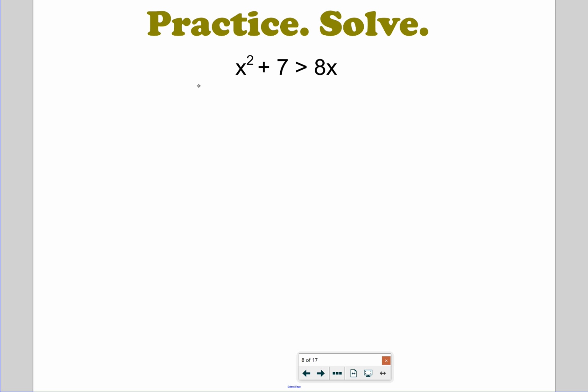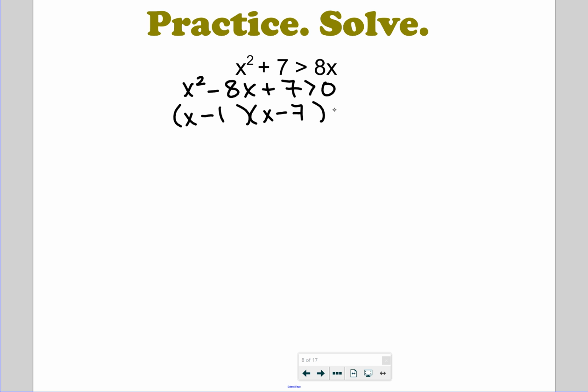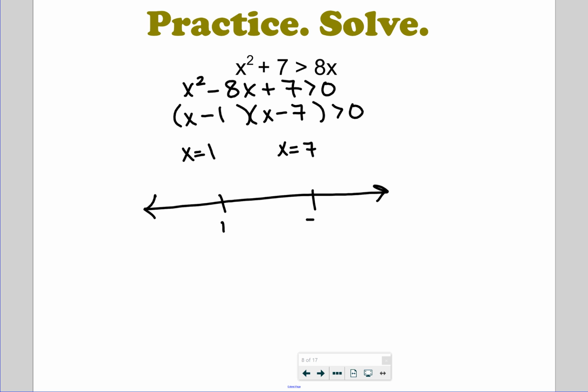All right, so you need to get this compared to 0 first. So I'm going to subtract 8x and put it in the middle to keep my terms in descending order. This one you should have factored pretty easily. Two numbers that multiply to 7 and add to negative 8 are negative 1 and negative 7. If you set each of those equal to 0, you will get positive 1 and positive 7 as roots or breaking points. Number line at 1 and 7.